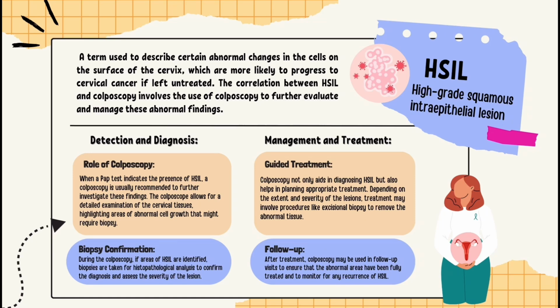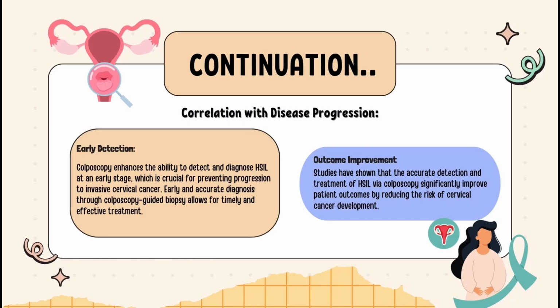After treatment, colposcopy may be used in follow-up visits to ensure that the abnormal areas have been fully treated and to monitor for any recurrence of HSIL. Colposcopy is crucial for preventing progression to invasive cervical cancer. Early and accurate diagnosis allows for timely and effective treatment. Accurate detection and treatment of HSIL through colposcopy significantly improve patient outcomes by reducing the risk of cervical cancer development.